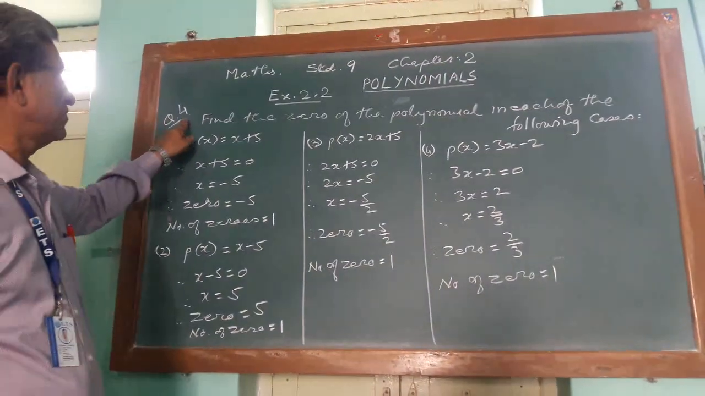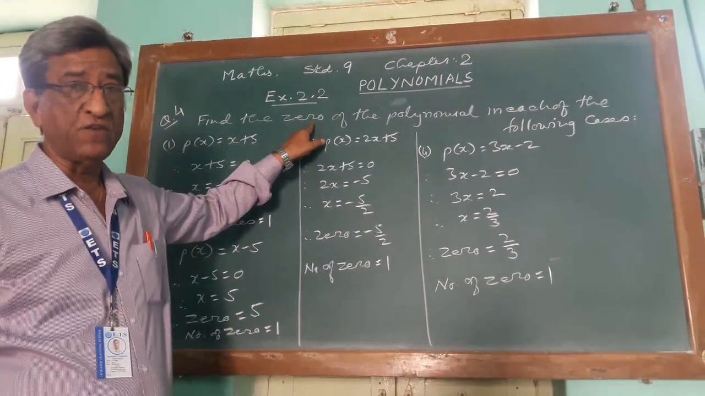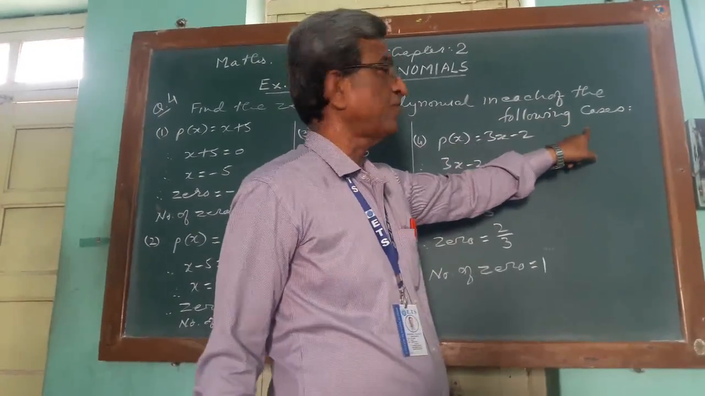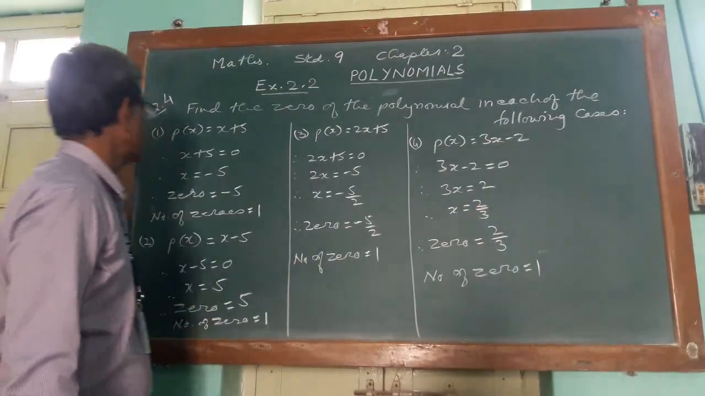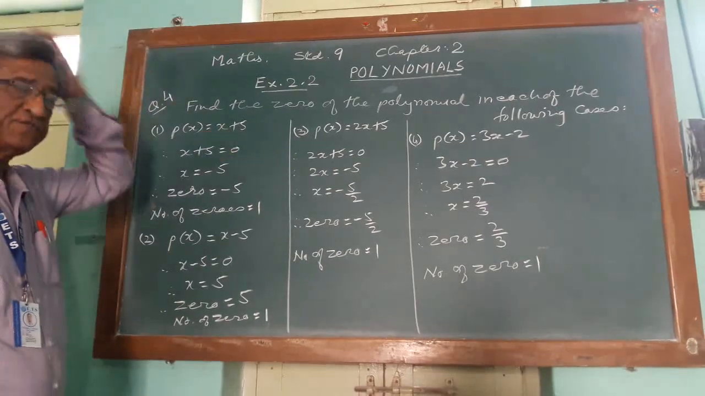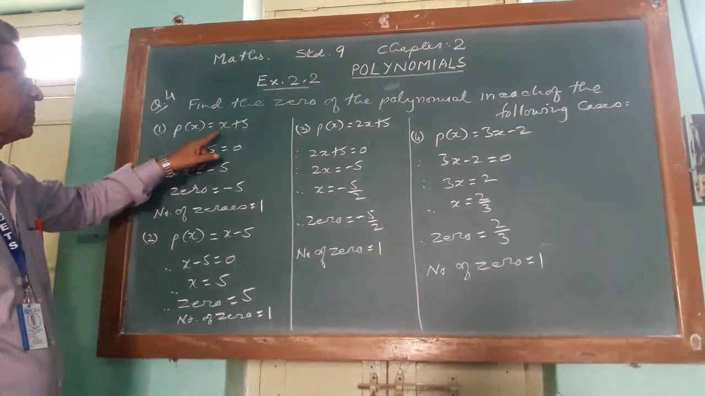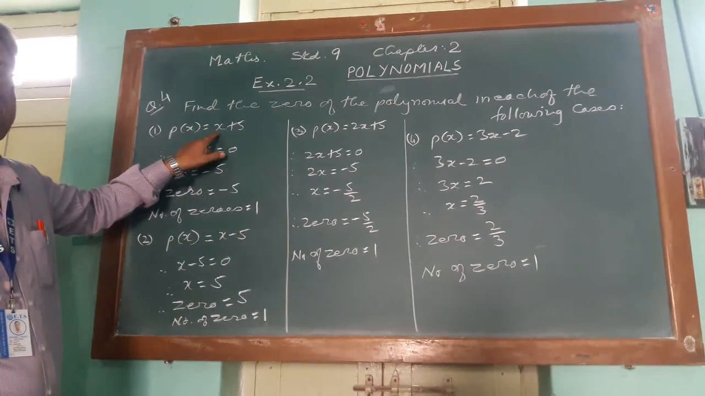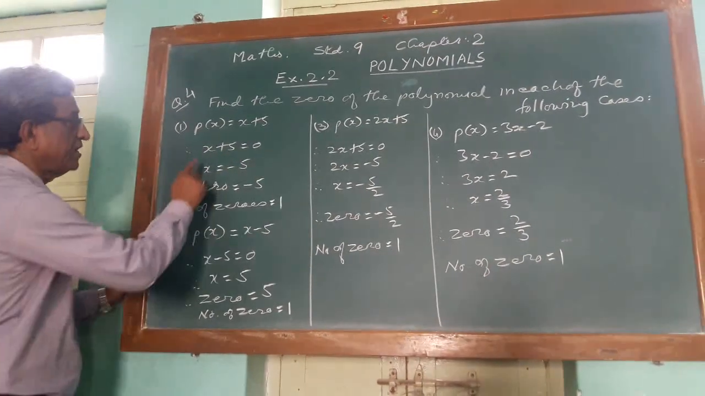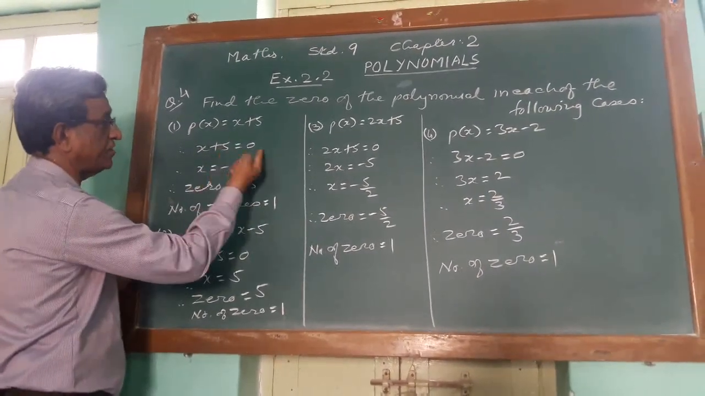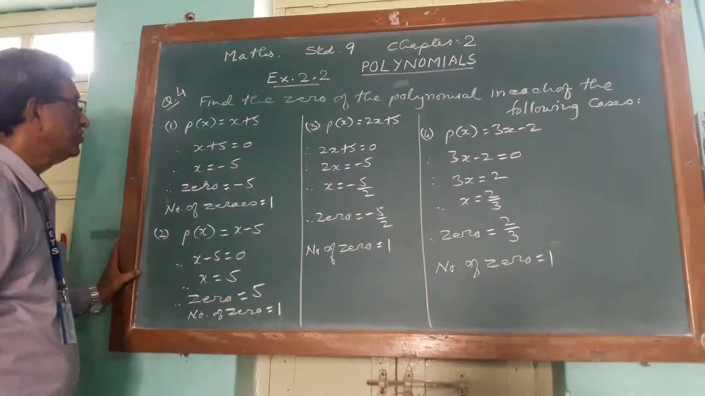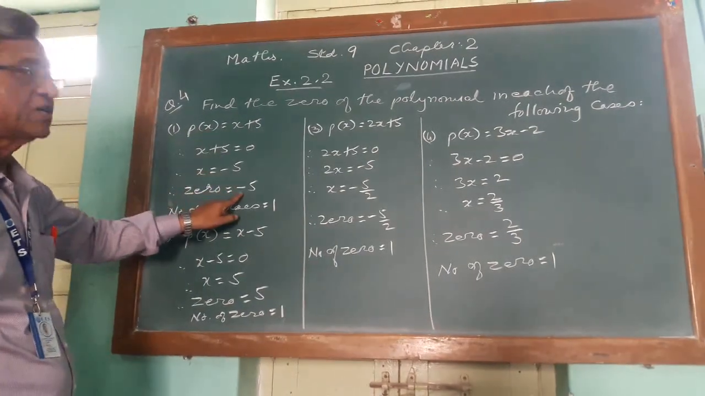Now question 4. Find the zeros, means value of x, in each of the following cases. You have to find out the value of x. So first polynomial is x plus 5 given. p(x) equal to x plus 5. You have to find out zeros of x plus 5. So you have to write equal to remainder 0. Whatever polynomial is given, write equal to 0. Now x plus 5 equal to 0. Take 5 on the other side. You will get x equal to minus 5. So value of x is minus 5. So zero of this given polynomial is minus 5.